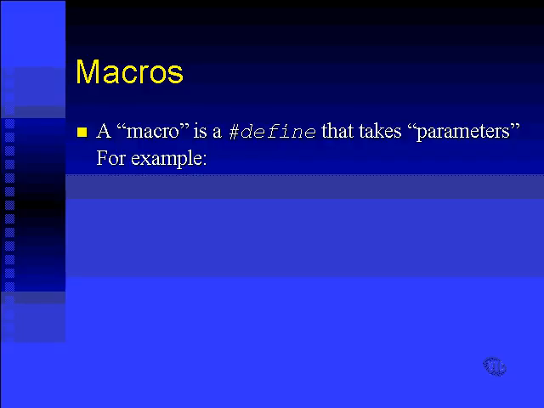A macro is a special kind of hash define. In fact, the preprocessor directive for a macro actually begins with hash define. Let me show you. A macro is a hash define that takes parameters.